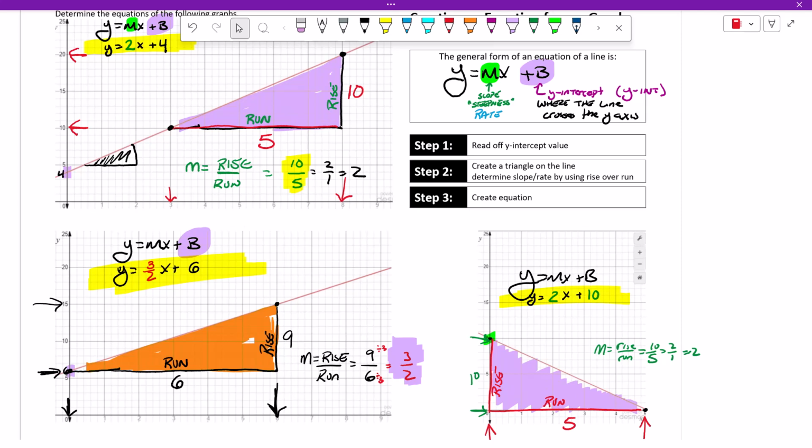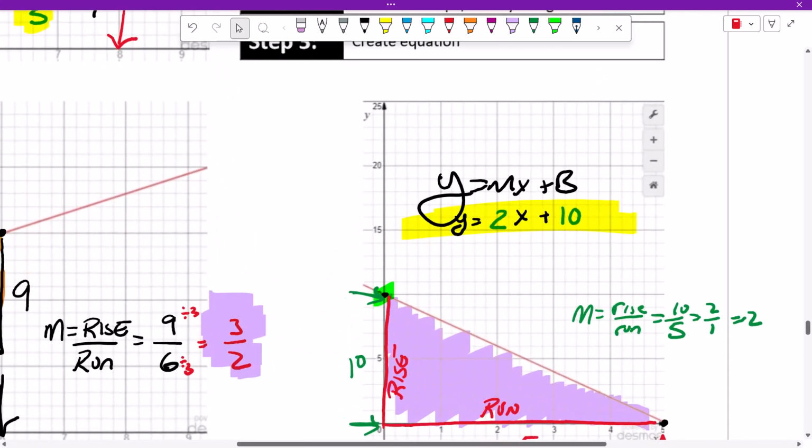We use the phrase rise, but sometimes it's a drop. But we use the phrase rise. It's not always going up. Sometimes it's dropping by 10. As we move this way, the line falls. So it goes down by 10. Down. So it becomes negative 2x. Right? So you got to be really careful about that one. Your run, almost always positive. Your rise could be positive or negative. If it's going up, it's positive. If it's dropping, it's negative.